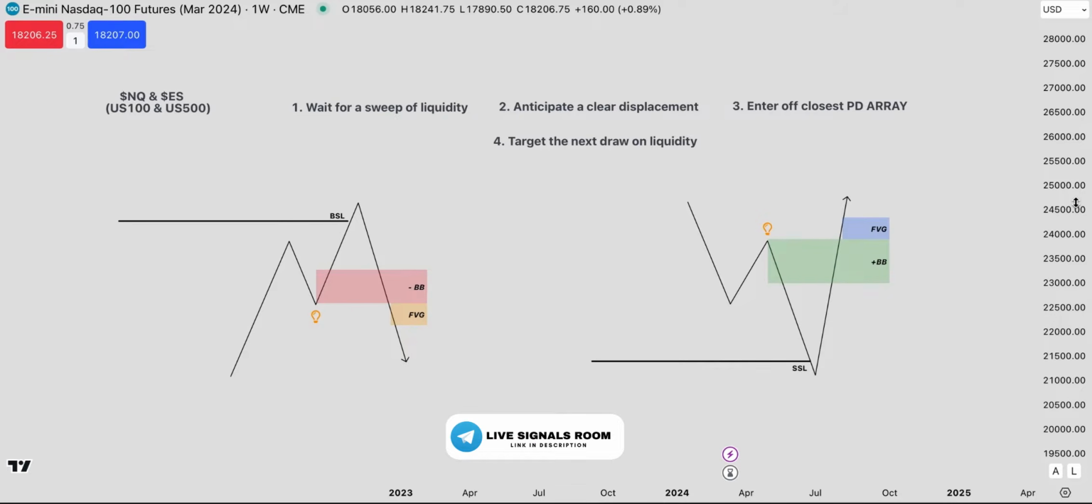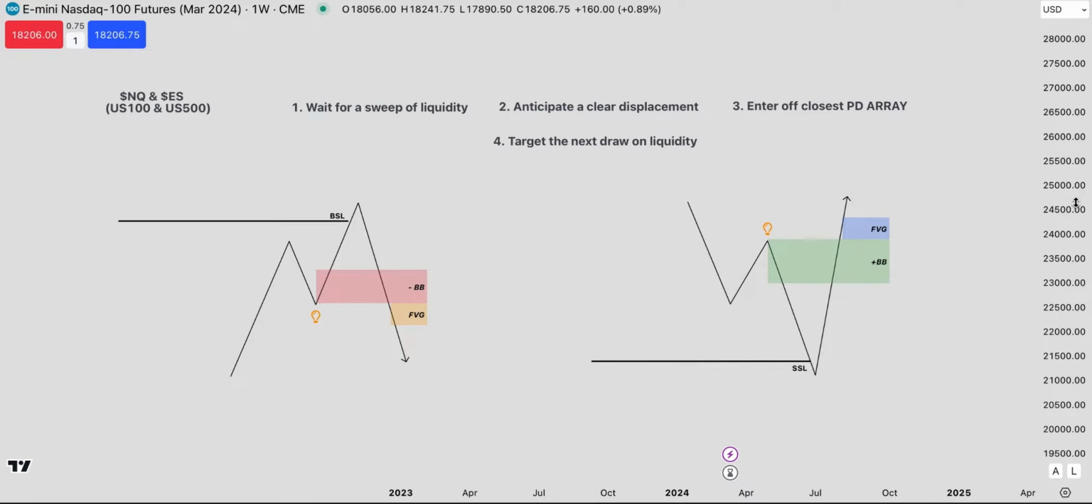Okay, so now that you know what a unicorn model looks like, let's go over some criteria that you should follow when you see this setup. First things first, we want to see a sweep of liquidity. This can either be buy side liquidity or sell side liquidity, it doesn't matter.